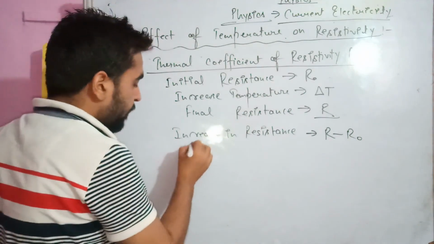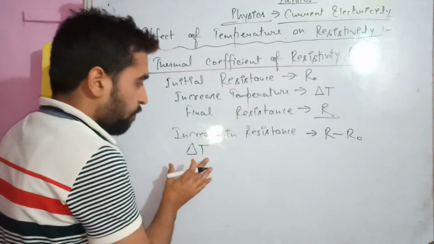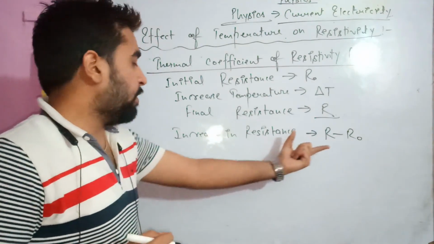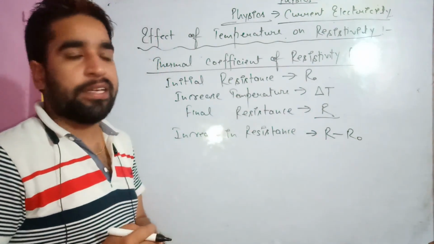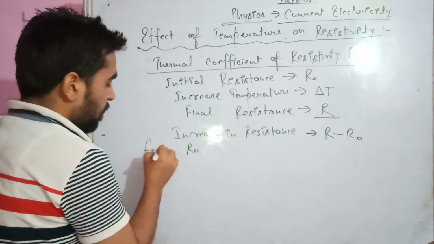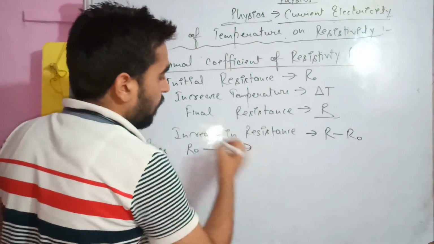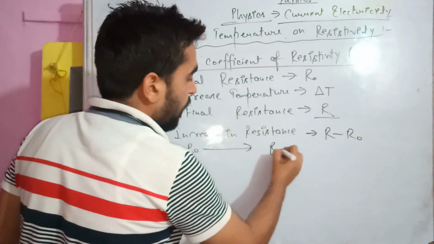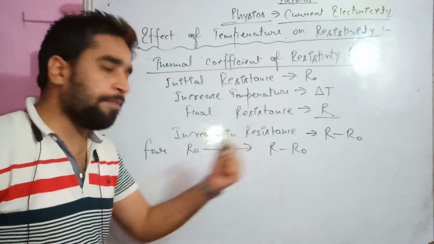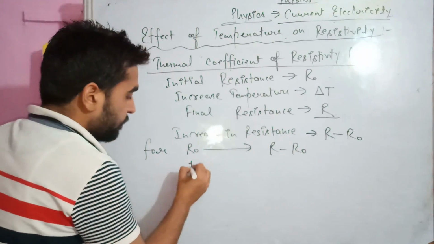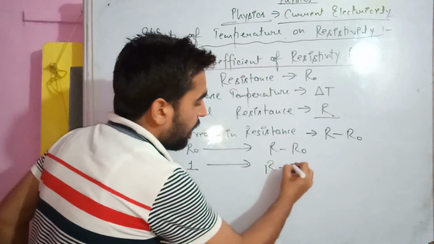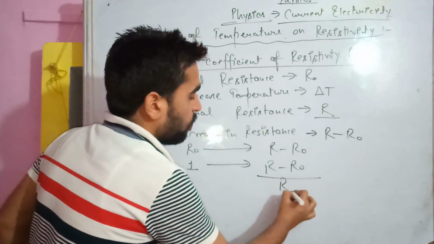So when we increase the temperature by delta T amount, what is the increase in resistance? R minus R0. Or we can say for R0 resistance, the increase is R minus R0. Then for unit resistance, for one ohm of resistance, what will be the increment? That will be R minus R0 upon R0.